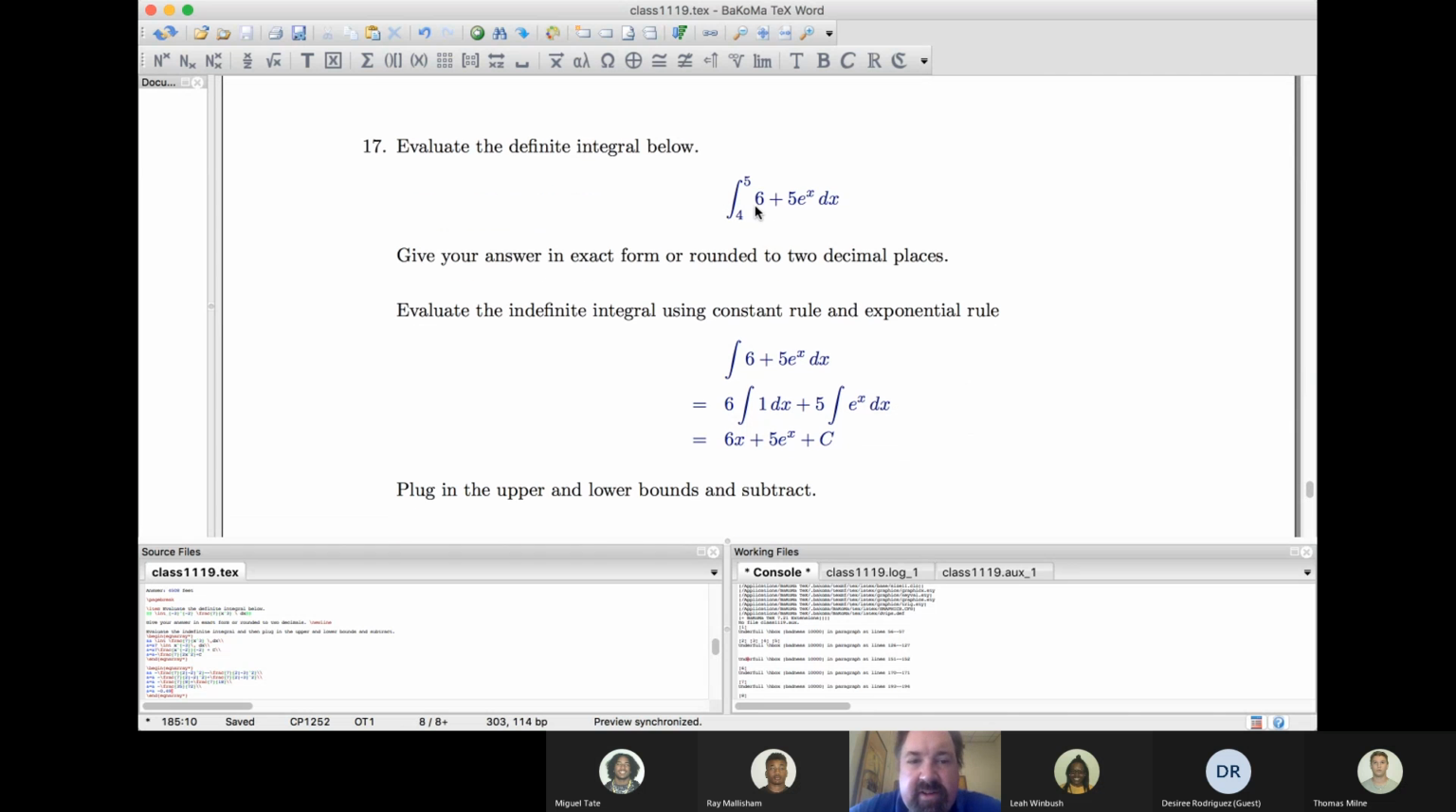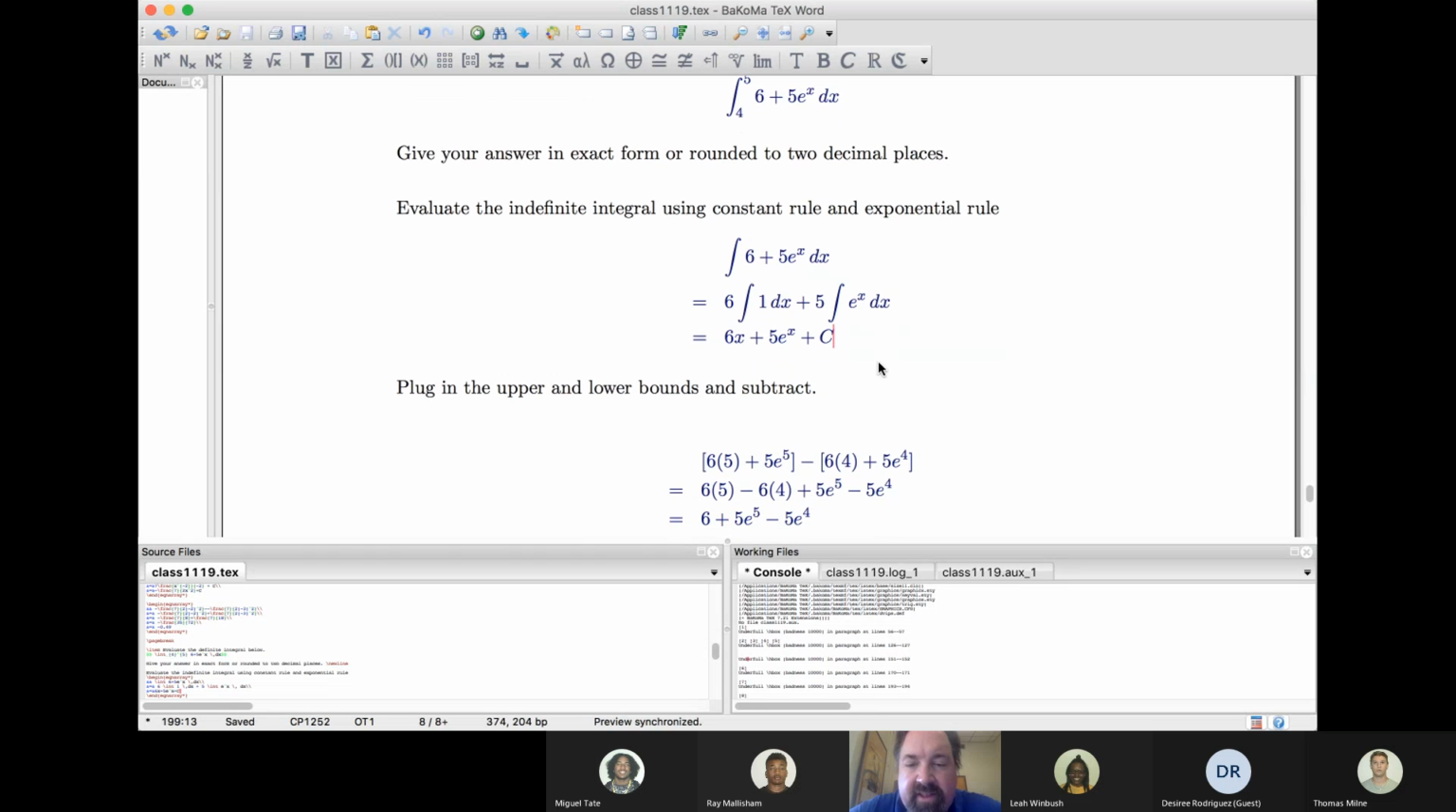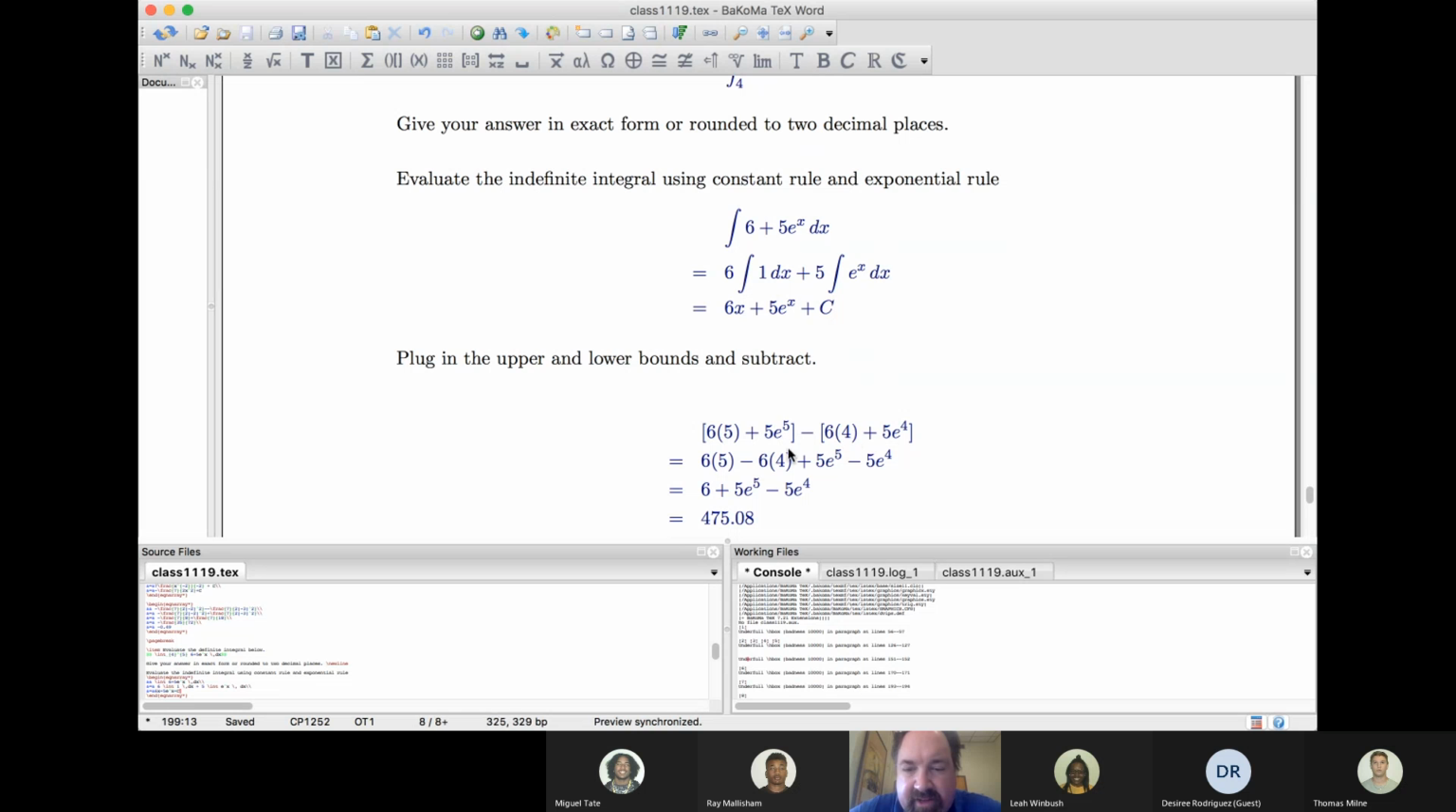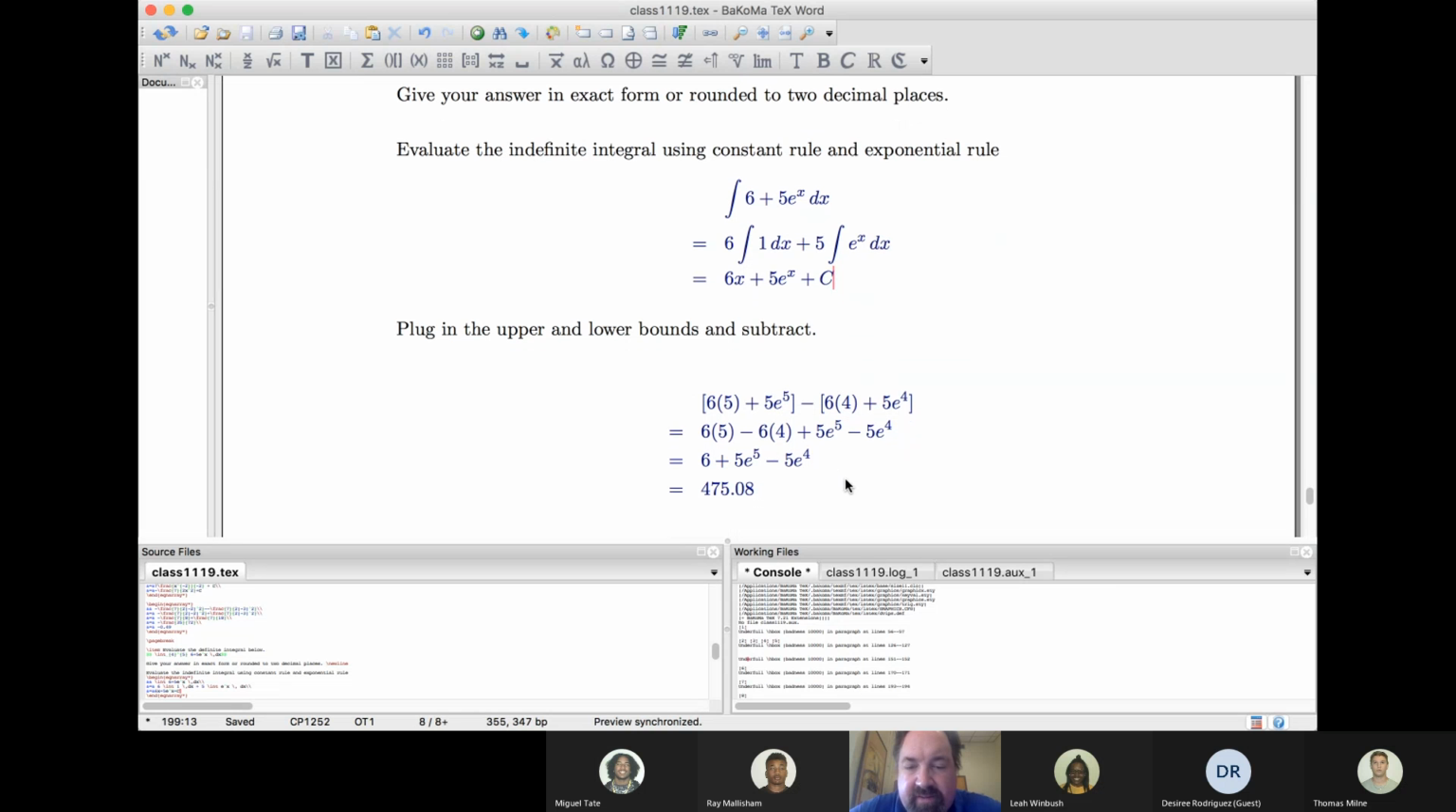Okay, here we have another definite integral, and see what they specify for the form of the answer. So we break this up into the 2 integrals of 1 and then e to the x. The integral of 1 is just x, and e to the x is its own integral. So here we have our indefinite integral. Now we have to substitute the limits, x equal 5 and x equal 4, and subtract. So that is carried out here.